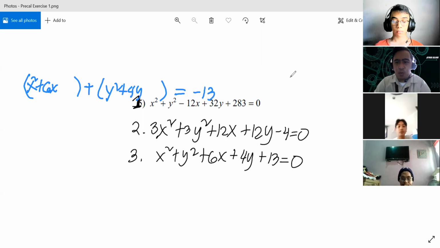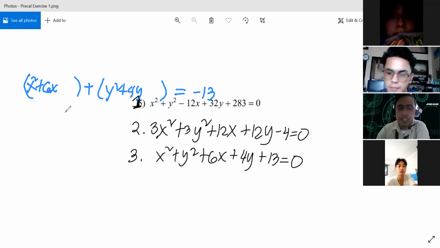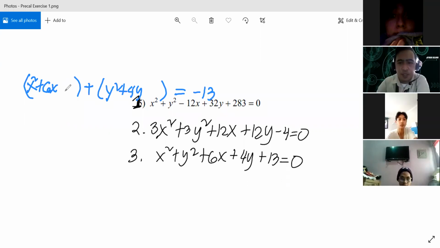Okay. What will be the next step? Geoffrey, what would be the next step? Completing the squares, sir. What will you add here, Geoffrey? In the x portion, 9, sir. 9. And the y variable is 4. Very good. So what will you put here too? And add the same values we added from the left to the right side.